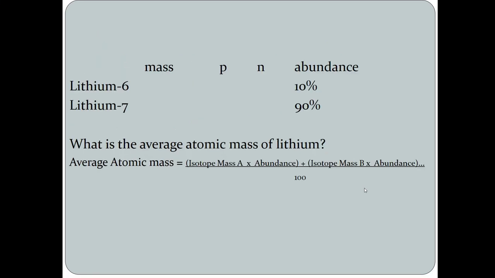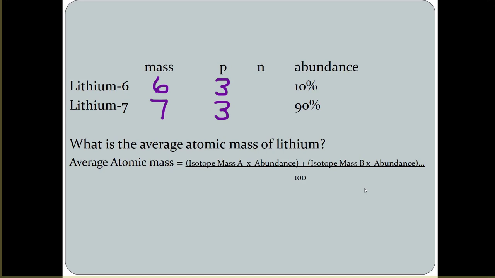Let's practice calculating not only the number of protons and number of neutrons, but let's also look at how we get the average atomic mass of an element. So here we have lithium. Lithium has 2 isotopes. We have lithium-6 and lithium-7, and the mass is given to us. So we have 6 and 7. And looking on the periodic table, we find that the number of protons of lithium is 3. And because it's lithium, they both will have 3 protons.